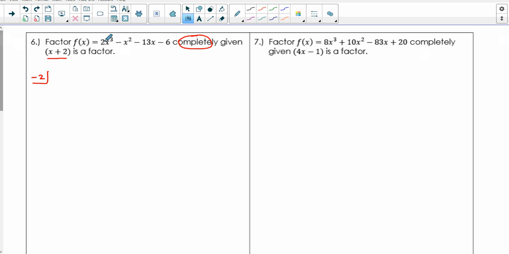So down 1. Okay? So my first coefficient is a 2, and then a negative 1, and then a negative 13, and then a negative 6. I want to make sure I didn't miss anything. To the third, to the second, to the first, constant. Good. Okay, bring down, multiply, add, multiply, add, multiply, and again, notice that we get that remainder of 0. If we didn't get the remainder of 0, something is wrong because it's telling us it is a factor. Okay?